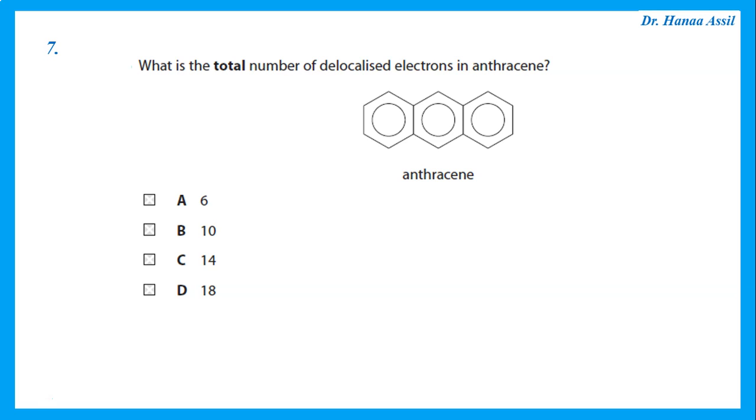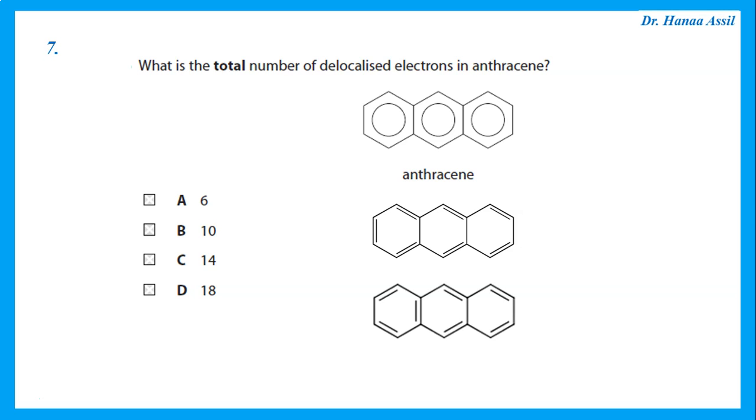What is the total number of delocalized electrons in anthracene? Now, anthracene is a structure in which we have 3 benzene rings attached to each other. We know that if we had 1 benzene ring, it has 3 double bonds. But what about anthracene? If I try to draw anthracene, I can either draw it like this or like this. You can't have double bonds attached to each other. We have to have alternating double bonds so that the carbon does not have more than 4 bonds. So this is the distribution of the double bonds.